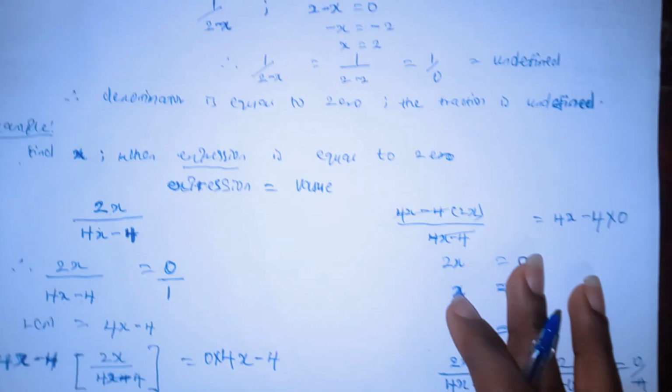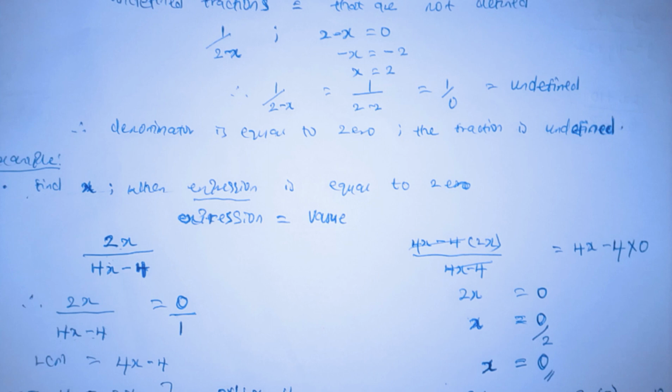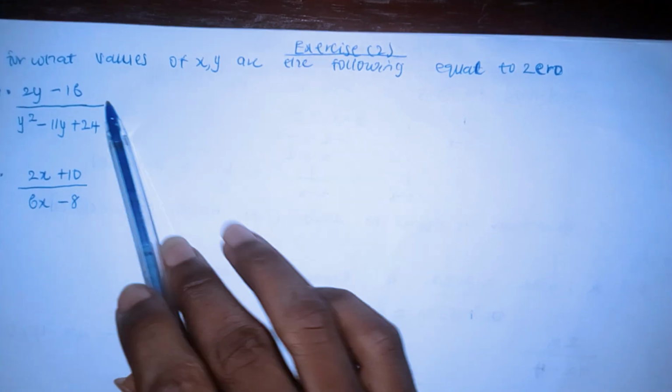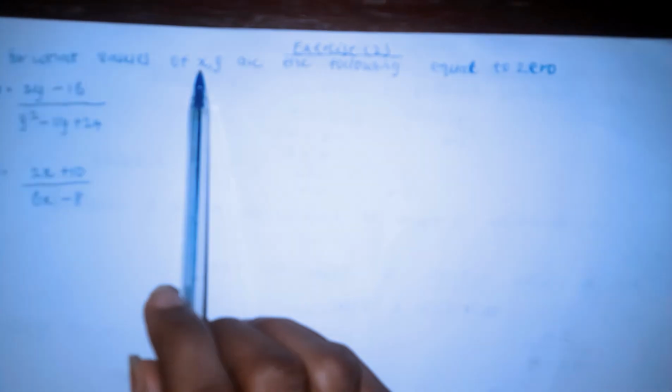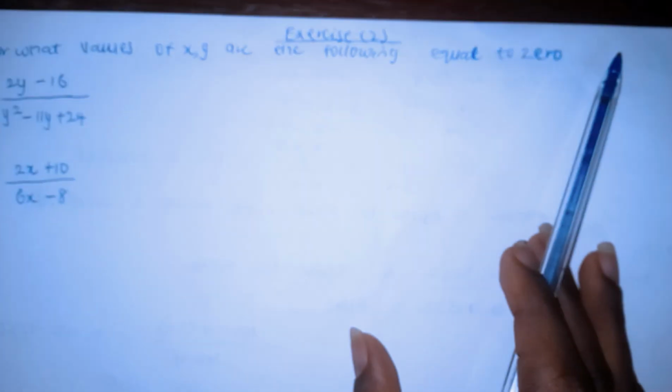This is the end of undefined fraction part 2. We're going to give you an exercise right now to solve in the next video. Look at the exercise in undefined fraction part 2. The exercise asks: what is the value of x and y, for what values of x and y are the following equal to 0? These two expressions are equal to 0. It is trying to tell us to find x and y when the expression is equal to 0.